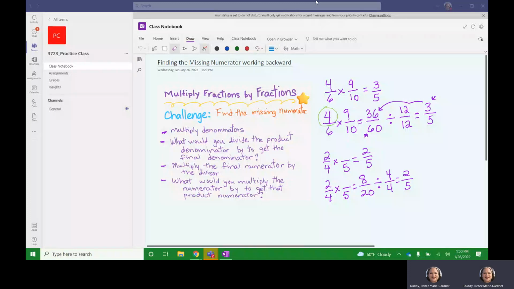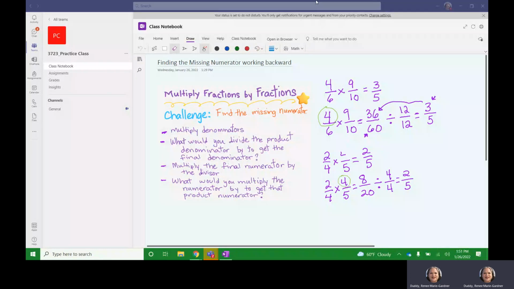Okay. Now, what would you multiply the numerator that was originally in the problem by to get that product numerator? Well, I would multiply it by 4. I just so happen to have 4 for both of those answers. So our missing numerator is 4. I hope that this helps a little bit in understanding how to do that challenge.